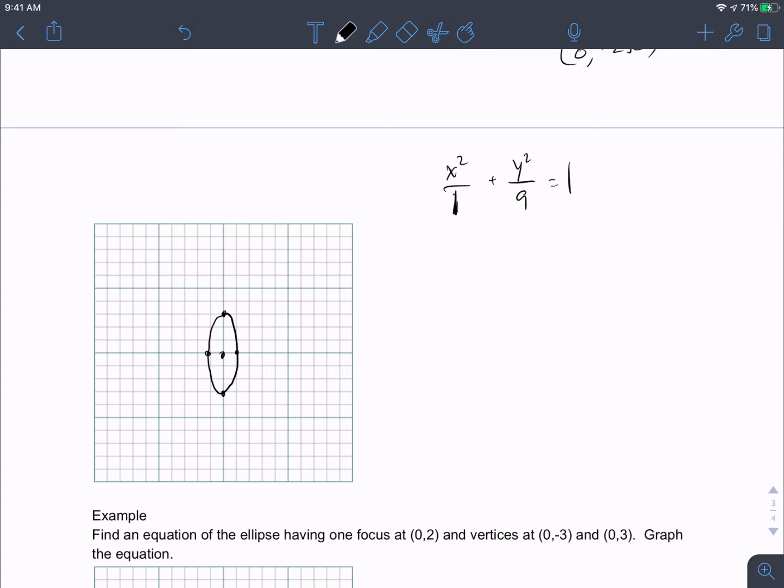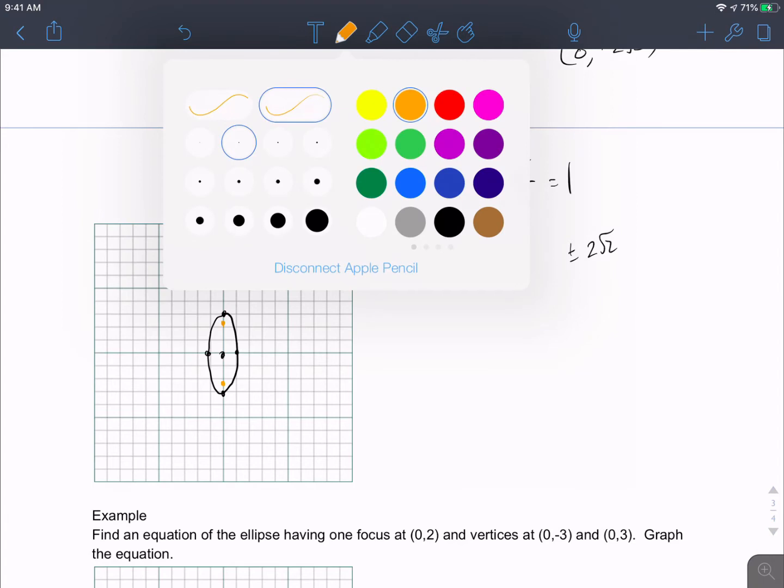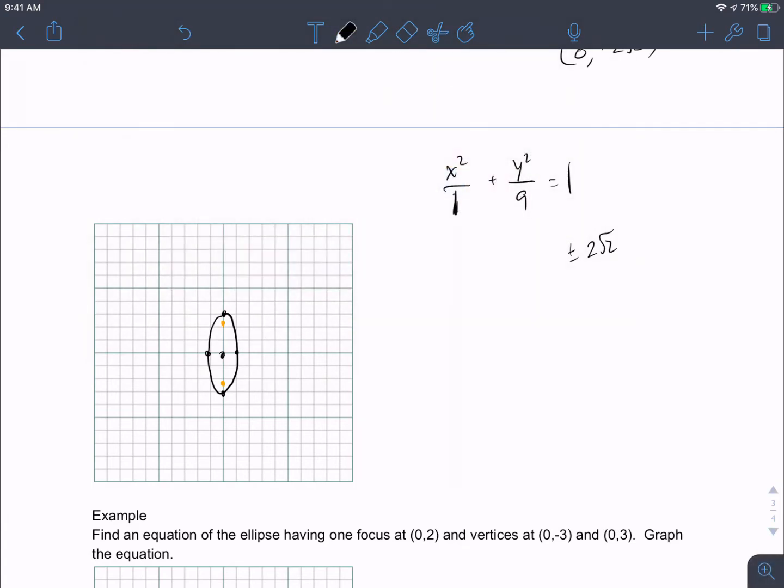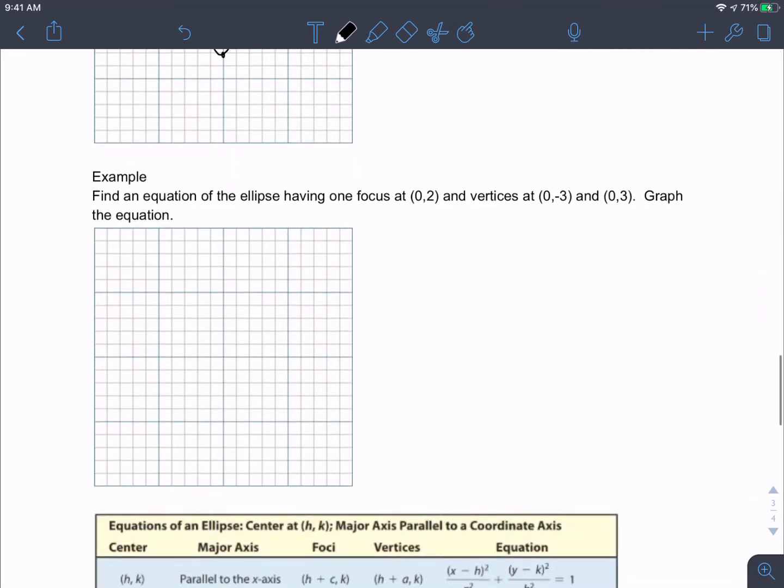And we have to find the foci, and we said that the foci was at plus or minus 2 radical 2. So that's almost at 3, and I'll do that in orange. And that is the foci. Now, the y-axis here is the major axis for this guy, because again, it's elongated along the y-axis. All right, here's another example.